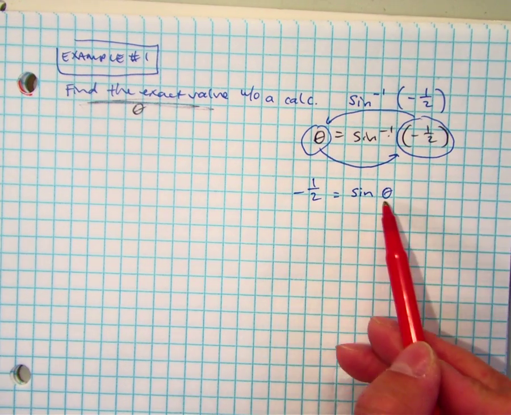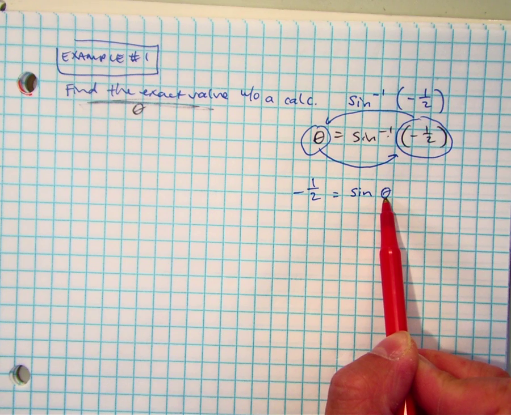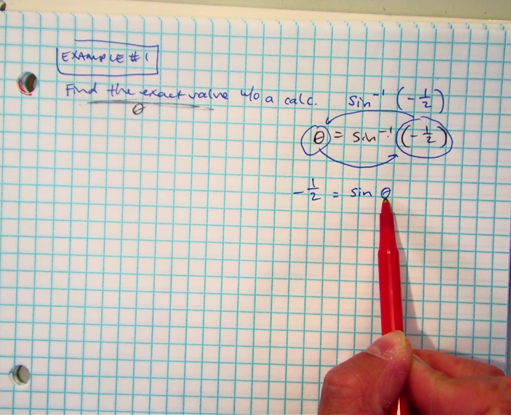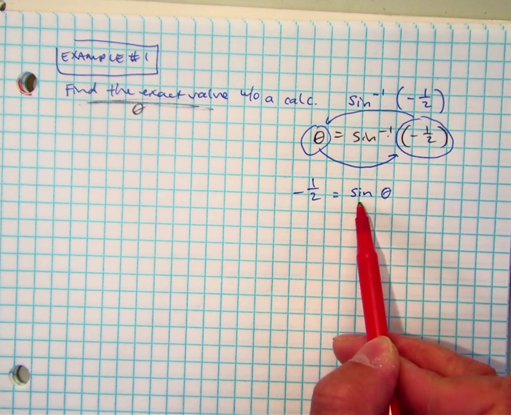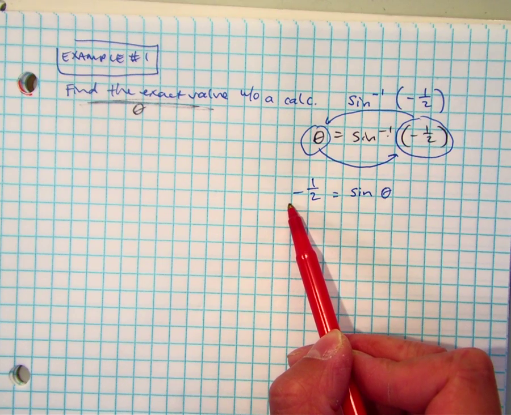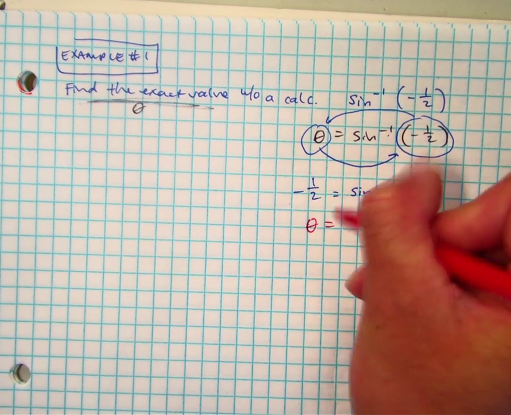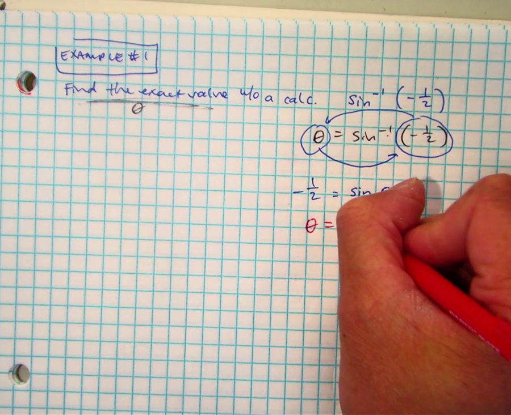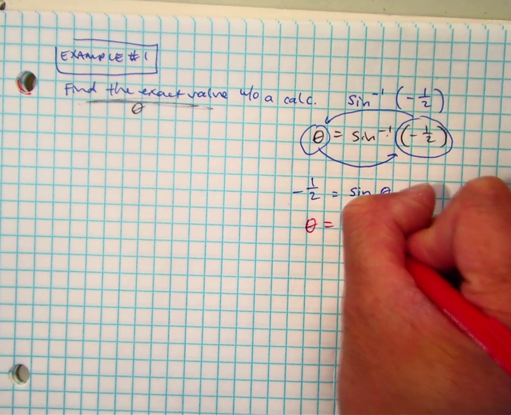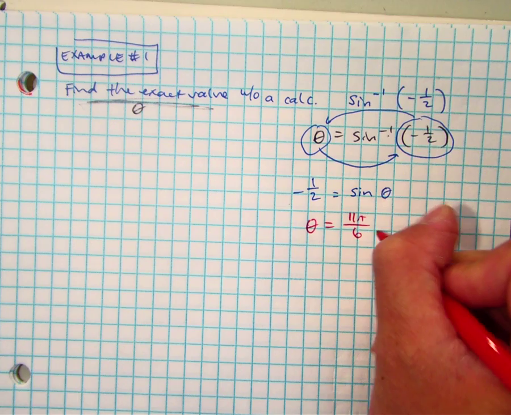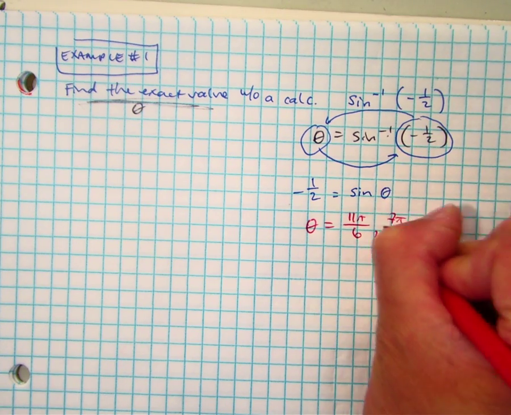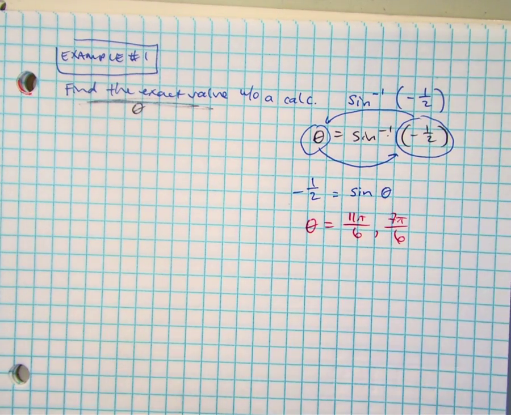I need to figure out theta. If I think about it in the unit circle, where is sine negative? Well, I'm going to have two answers, correct? Theta is equal to, there's two locations if you're thinking about the unit circle, 11 pi over 6 and 7 pi over 6. You just look at your unit circle, you can create one.